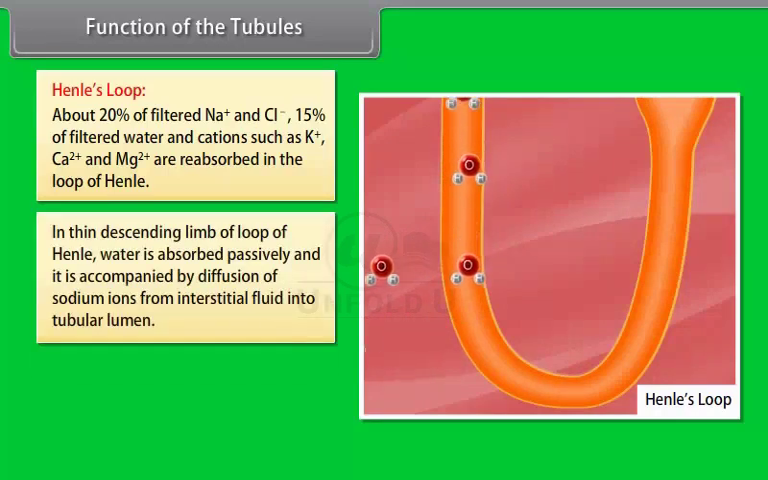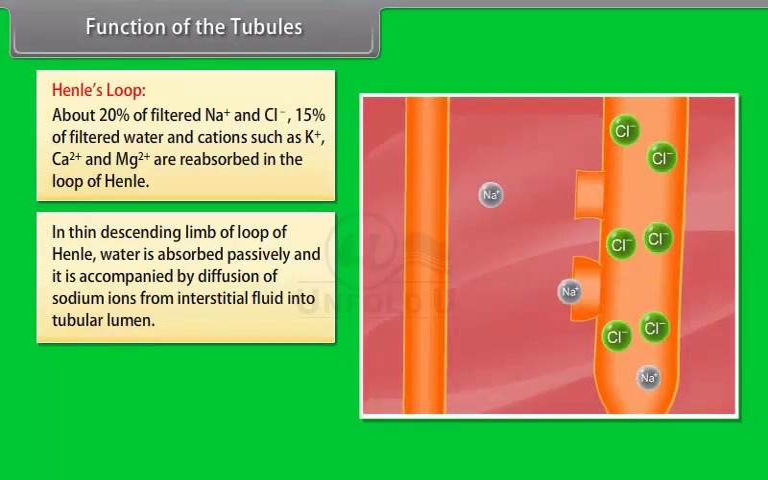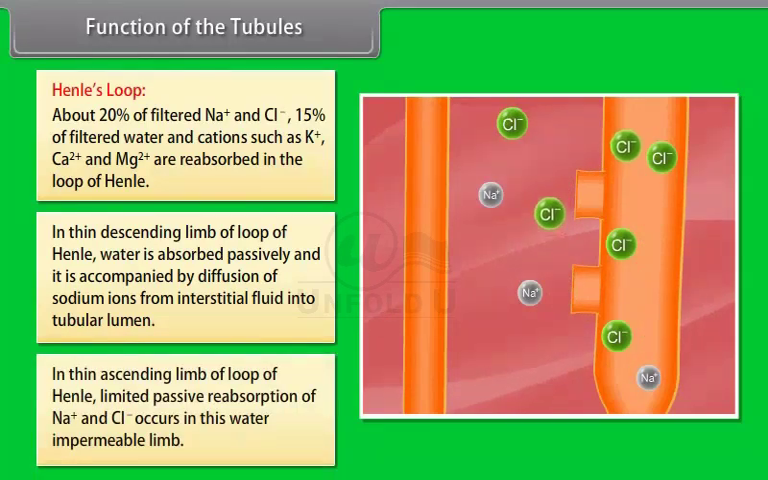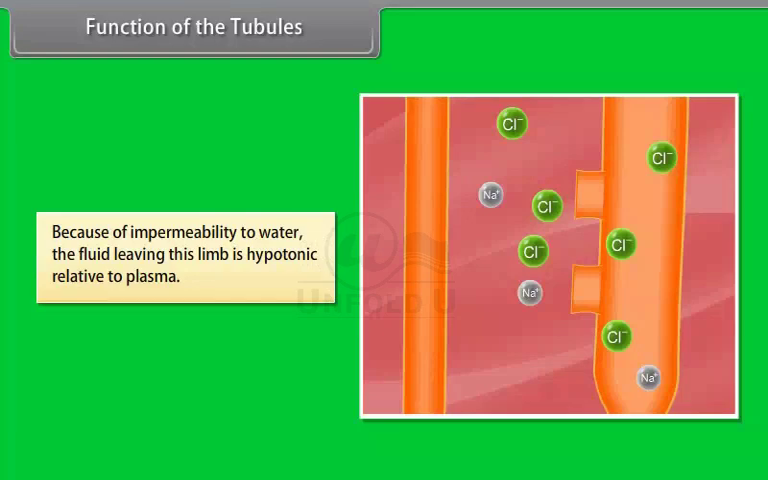In the thin descending limb of the loop of Henle, water is absorbed passively and it is accompanied by diffusion of sodium ions from interstitial fluid into the tubular lumen. In the thin ascending limb of the loop of Henle, limited passive reabsorption of Na+ and Cl- occurs in this water impermeable limb. Because of impermeability to water, the fluid leaving this limb is hypotonic relative to plasma.